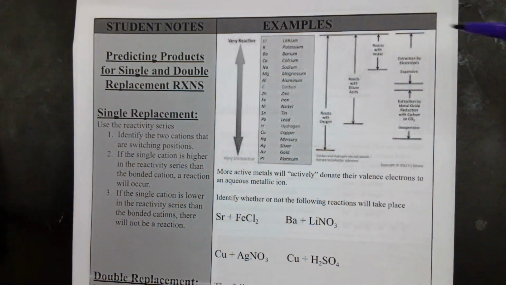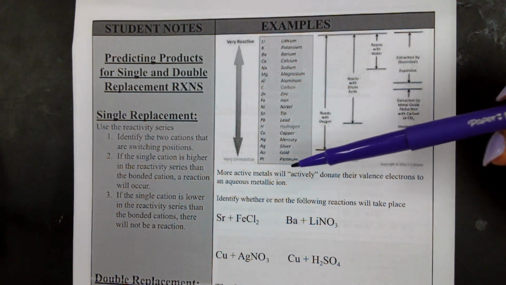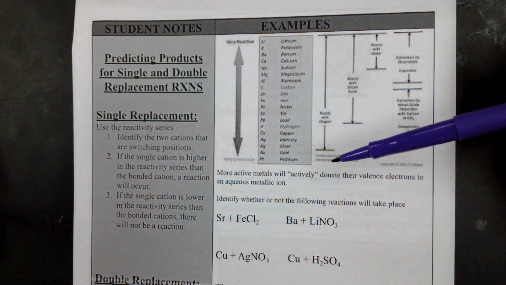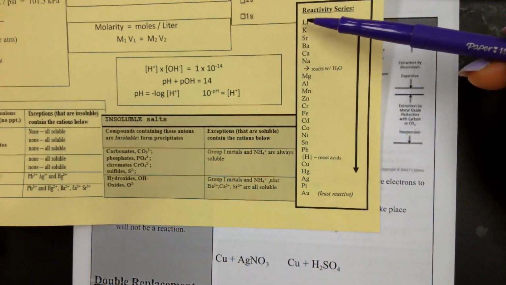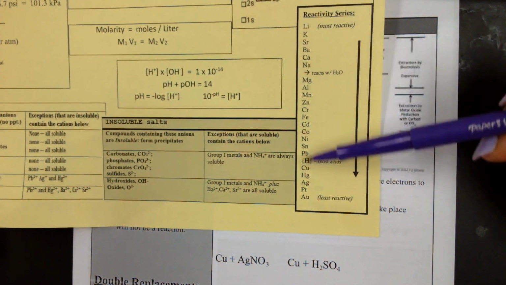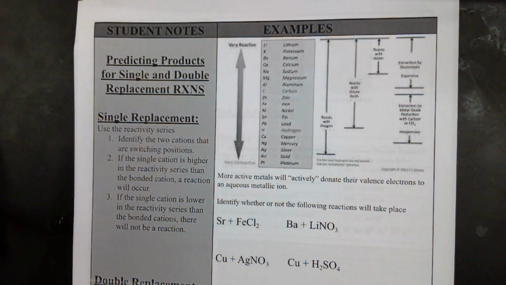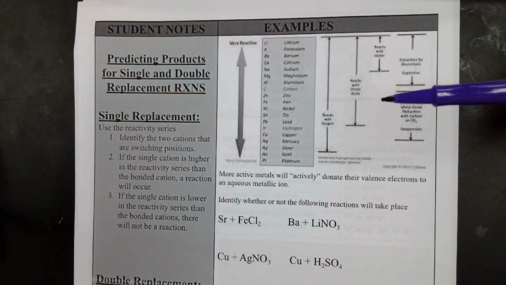So basically, what we have is this reactivity series, which looks at metal cations. And that's what this is right here. So if you notice, every single one of these, except for this one, hydrogen right here, these are all metals, all metal cations. And not every single replacement reaction will occur.